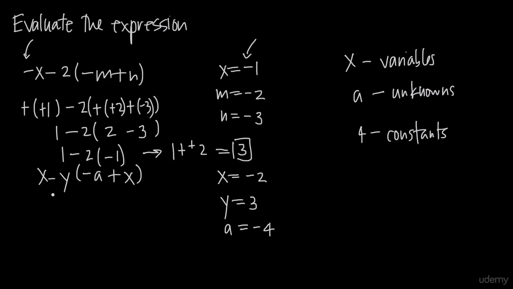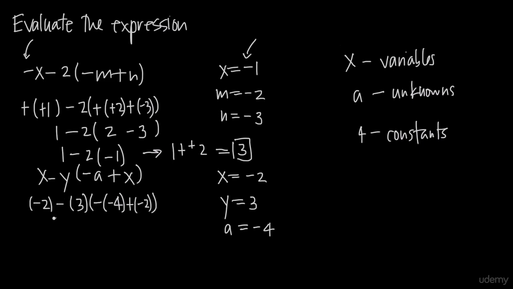So now let's look at this example where we have negative x minus y times the quantity negative a plus x. We know that x is negative 2, y is 3, and a is negative 4. So we're just going to be plugging in these values again. So plugging in a negative 2 for x, we have negative x out in front here, so we'll get a negative negative 2. And then we have minus y here, we know is 3, so we have 3 times the quantity here, negative a plus x. We have a is negative 4, but we also have this negative sign, so we'll say a negative negative 4. And then plus x, we know x is negative 2, so we'll say plus negative 2.